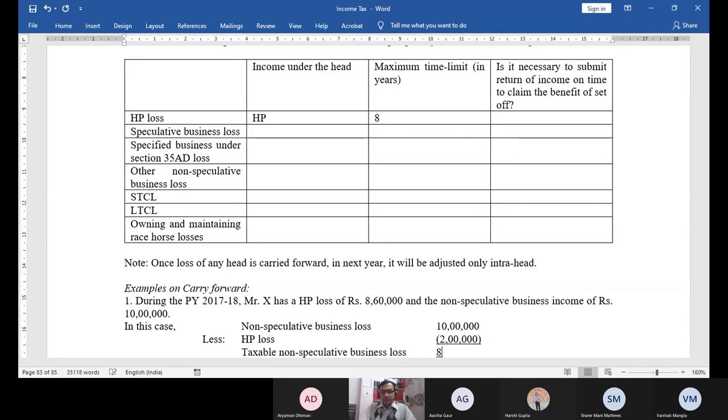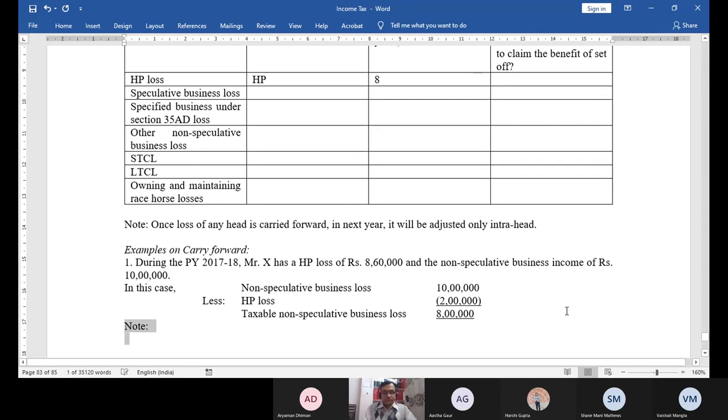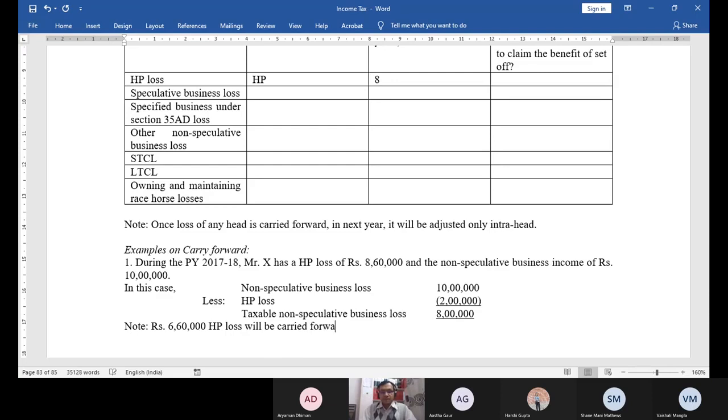₹8 lakh. And I will write in the note what? Rupees 6 lakh 60 HP loss will be carried forward. Now, do you know up to how many years this loss will be carried forward? Till how many years can it be carried forward?